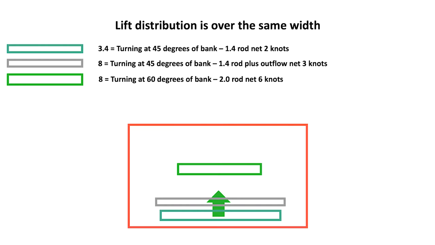So here we are turning at 45 degrees angle of bank. If the air is moving up at 3.4 knots, our rate of descent is 1.4, so we get a net climb of 2 knots. If the thermal is 8, turning at 45 degrees angle of bank, here we go with 6 knots.